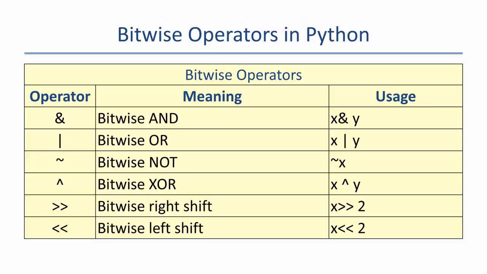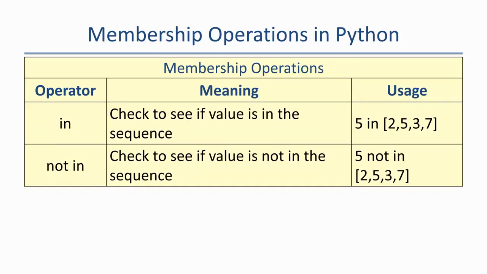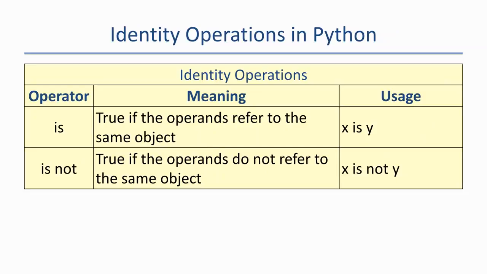First type is the bitwise operators, which operate on bit by bit of the operands. The next type is the membership operators, which ask if an element is inside a sequence. And another type is the identity operators, which are asking if two variables or two objects are exactly the same, which means if they are pointing to the same location in the memory. And those operators are is and is not.